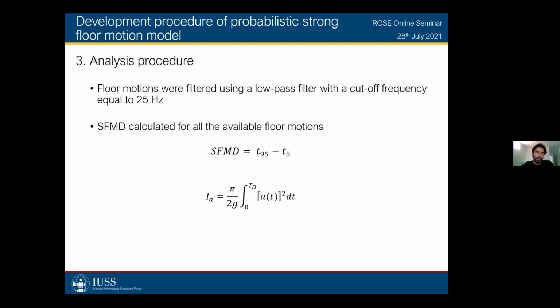Regarding now the strong fluid motion duration, as I briefly mentioned before, it was defined herein analogously to the Arias intensity definition of the strong ground motion duration, which is basically the difference between the time at which 95% and 5% of the total energy of the accelerogram is reached. And the total energy is represented by the Arias intensity parameter, that is, pi over 2g times the integral of the square acceleration from 0 to the total duration of the record.